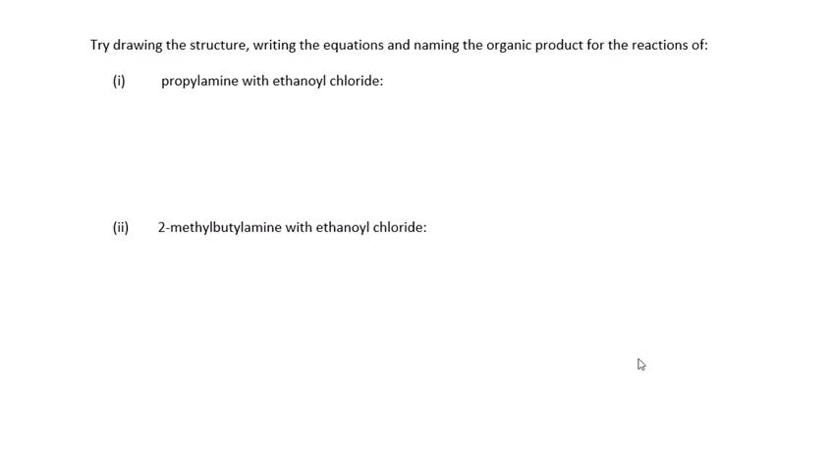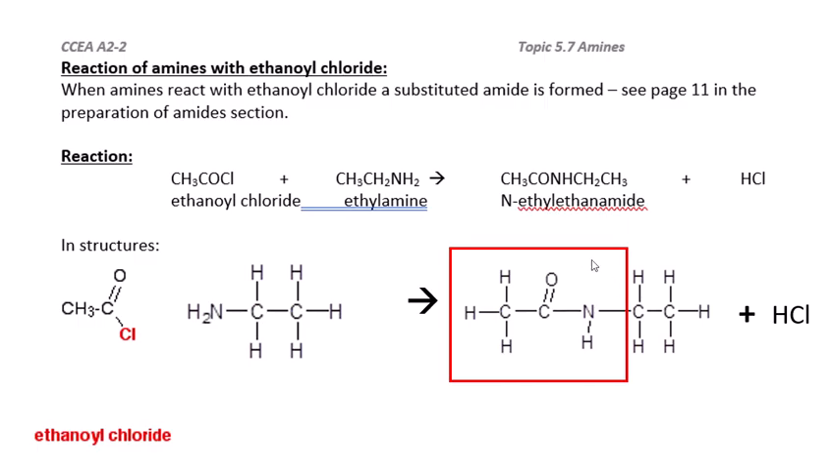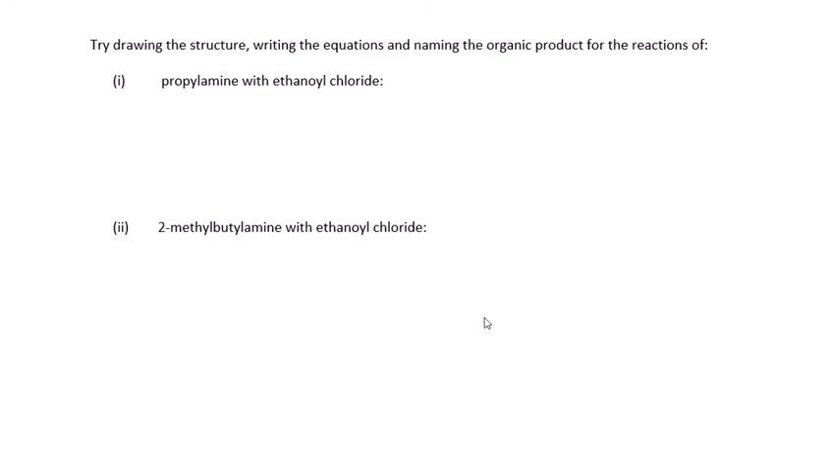So, do you want to try drawing the structures here? So propylamine with ethanoyl chloride and then 2-methyl-butylamine with ethanoyl chloride. So draw the structure, then see if you can try and apply that principle. So do you remember what we said? Look at the structure, see where the amide is. So then it'll be based on the amide. And then on the nitrogen is an alkyl group. So name the alkyl group that's on the nitrogen of the amide.